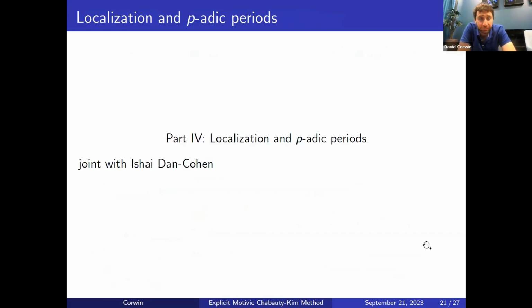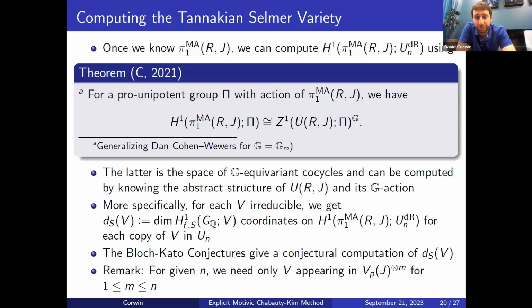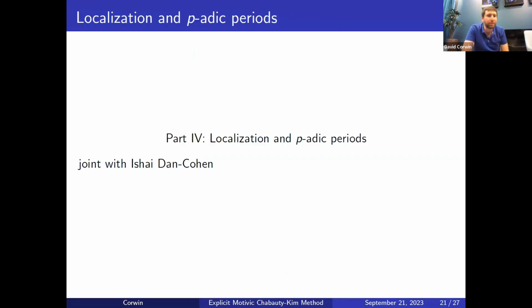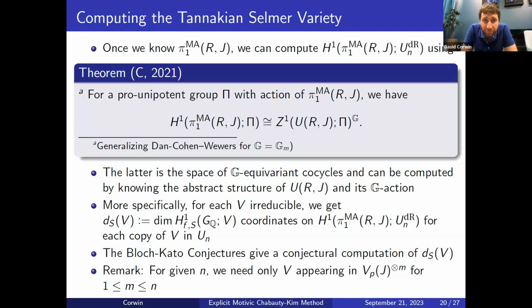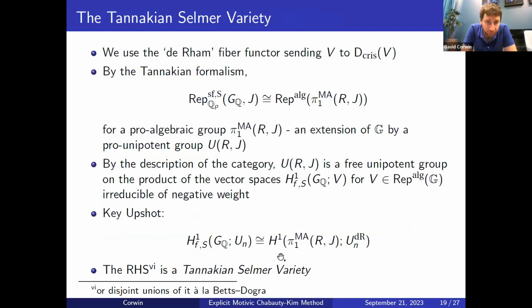Okay, great. So that's up to here. That's about the Tannakian-Selmer variety. Now, let's talk about and really get into some of what's more joint work with Ishai Dan-Cohen, localization and p-adic periods. Because after all, what did I say? I said that we have a way of computing at least abstract coordinates on this Tannakian-Selmer variety, which is basically the same as the usual Selmer variety.